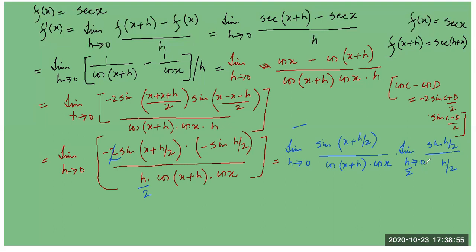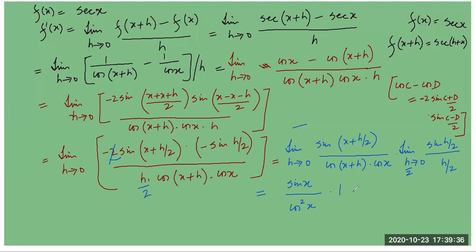So once I have this, now I can apply h approaches 0. When I write h approaches 0, this becomes sine x on the top. Here it becomes cos square x. And this becomes limit theta approaches 0, sine theta by theta, which is equal to 1. So this will be equal to 1.